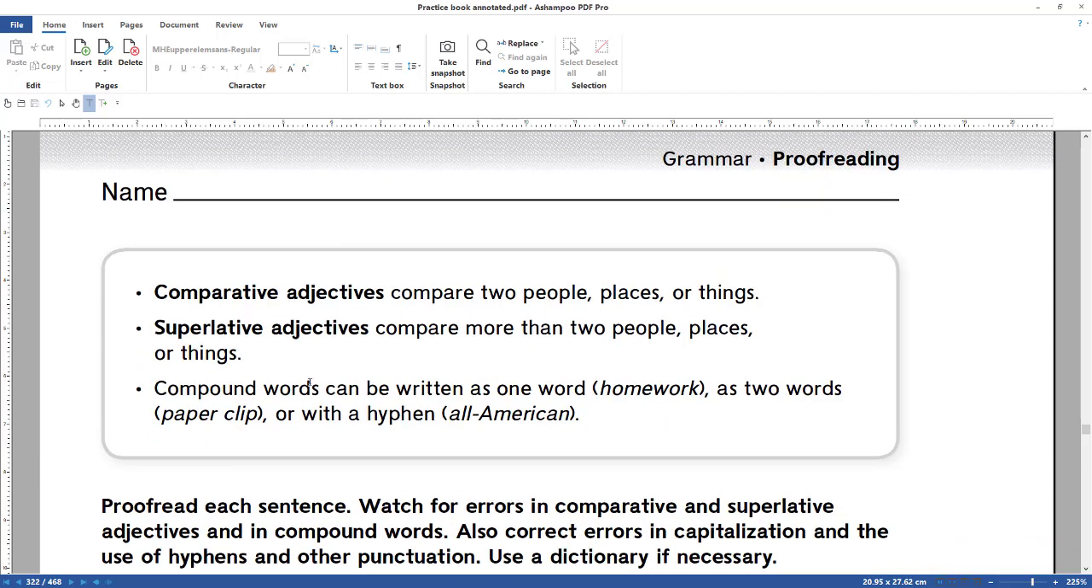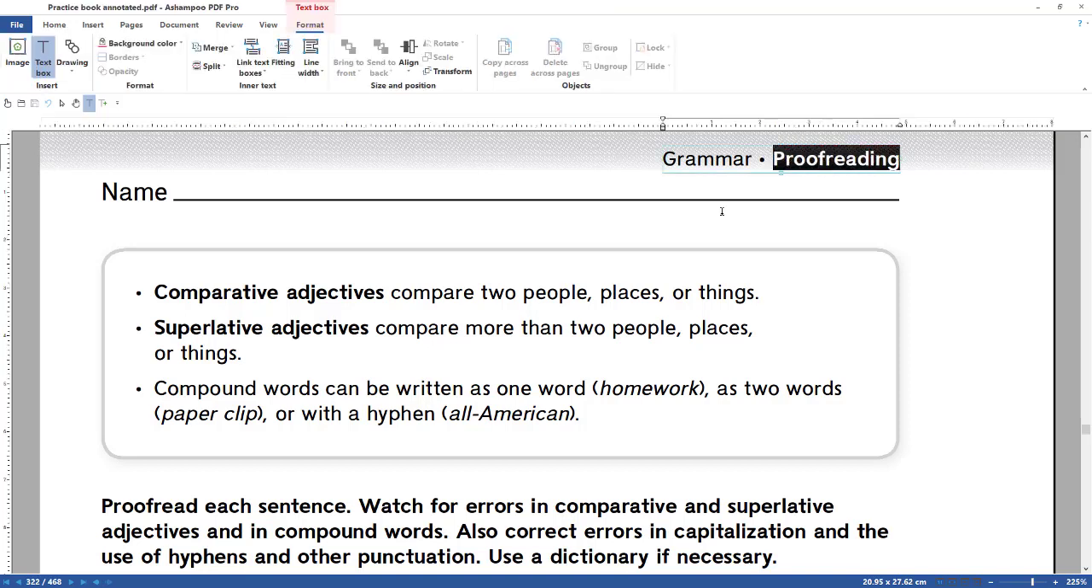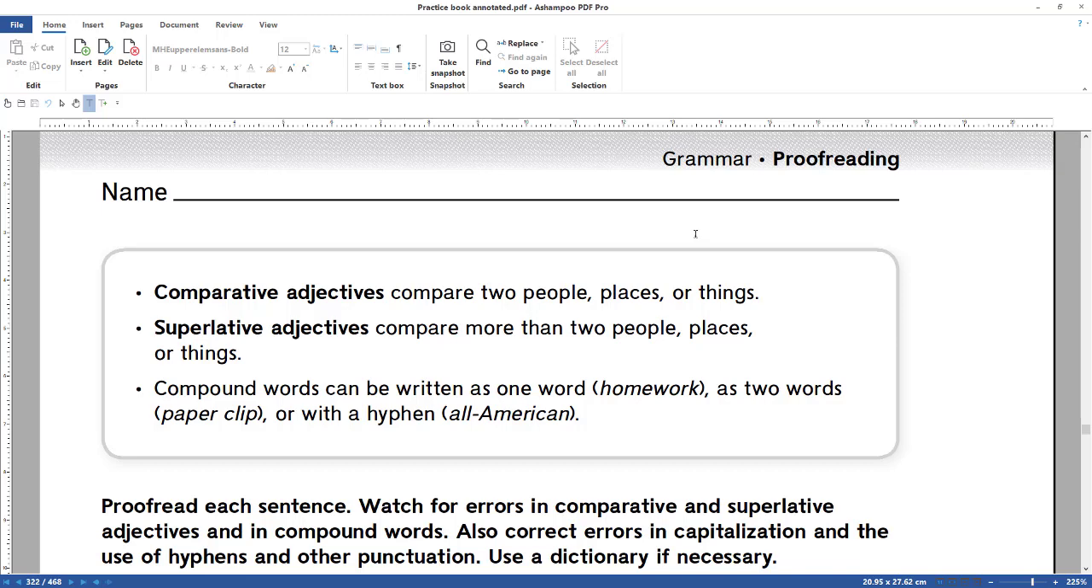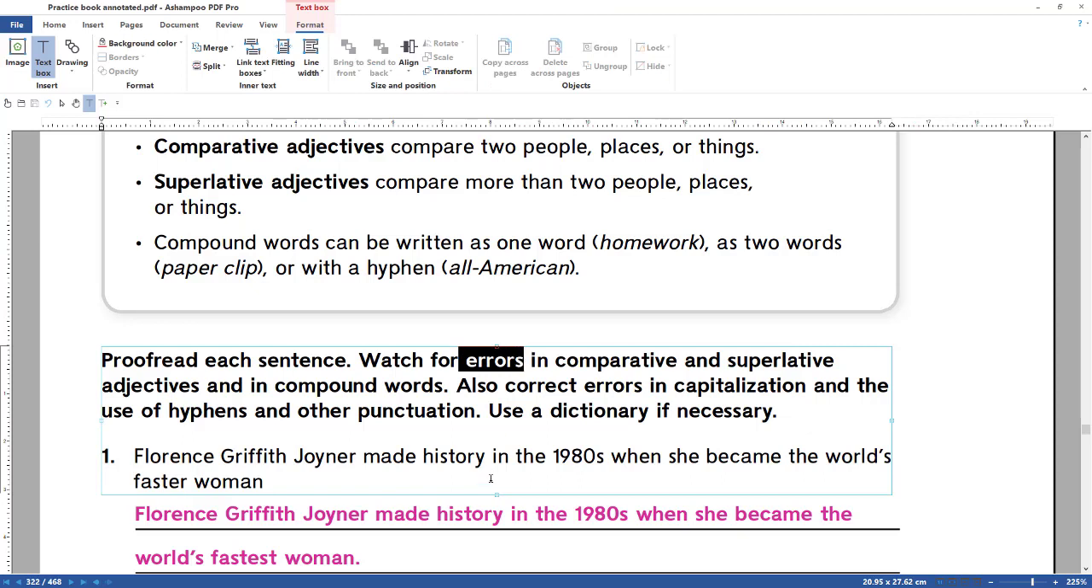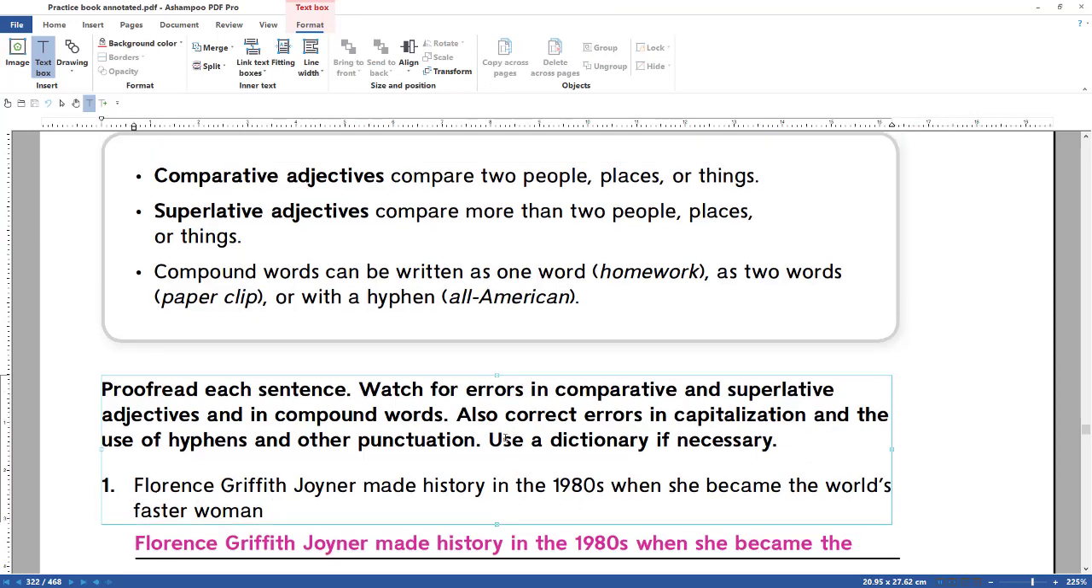Okay guys, so this is the next lesson. Here the title, as you can see, is proofreading, which means that we will read the sentences and we have to correct the mistakes that we have. So simply we have to fix the errors in these sentences according to the 3 lessons that we got: comparative adjectives, superlative adjectives, and also the hyphen words.